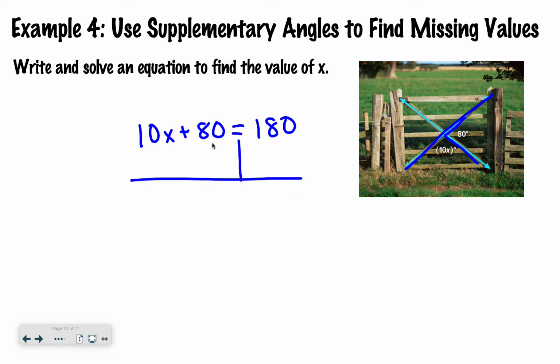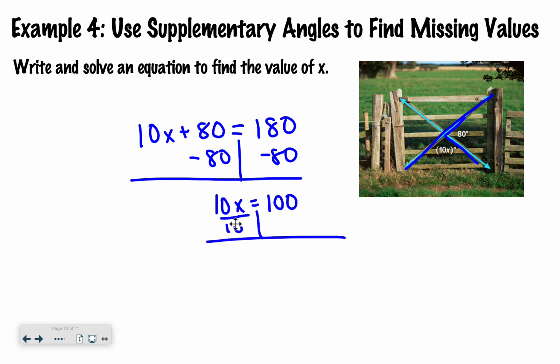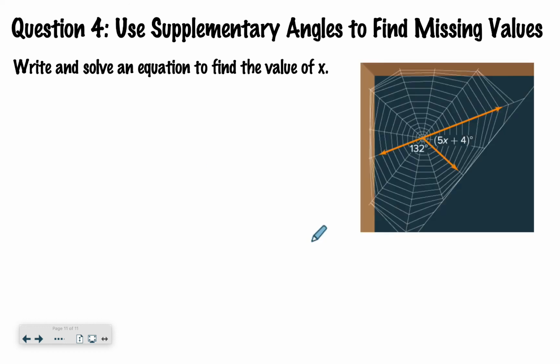Now I just solve. Again, I start by subtracting. So I have 10x equals 180 minus 80, which is 100. And then I would divide both sides by 10, and I'm left with x equals 10 as my answer. If you have questions about that, ask for some help. Otherwise, move on to this question for you to solve. I want you to write and solve an equation to find the value of x. Good luck.